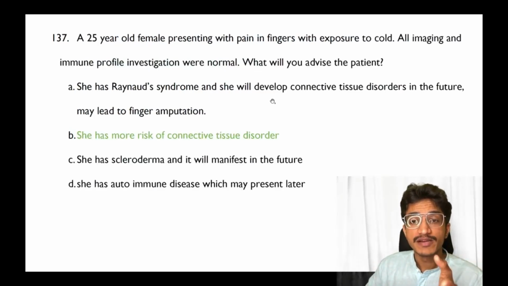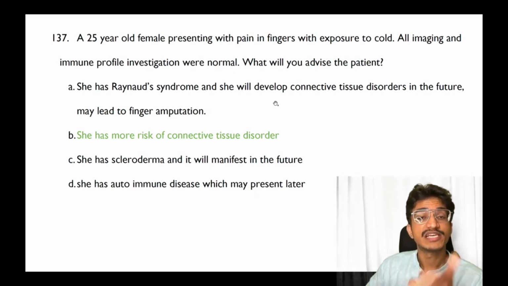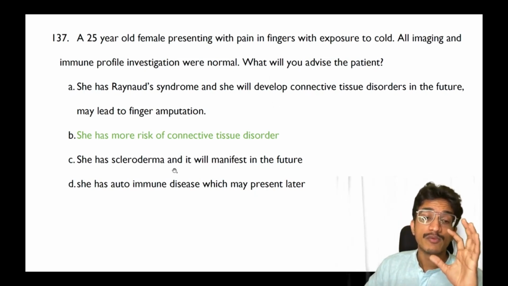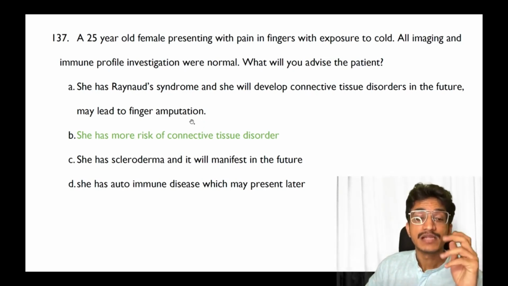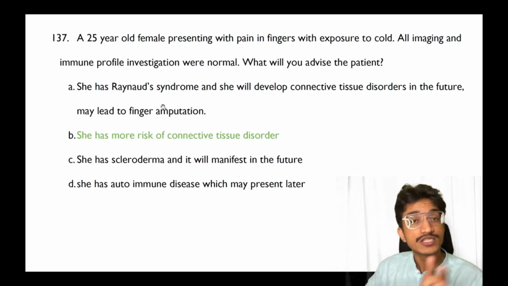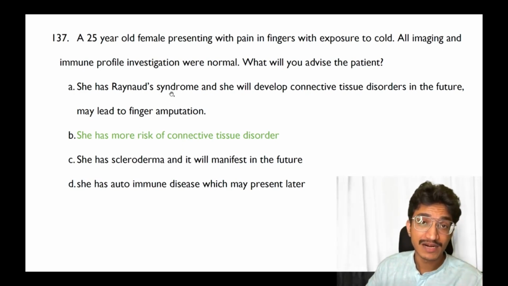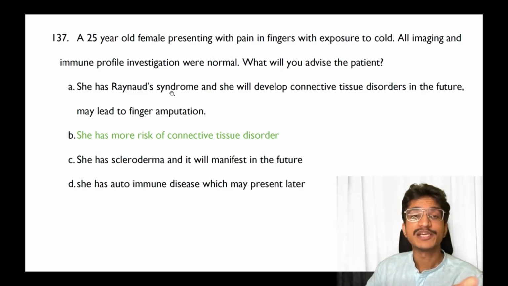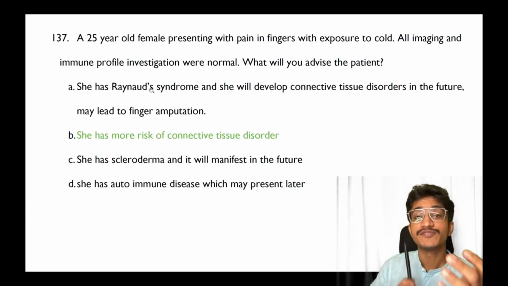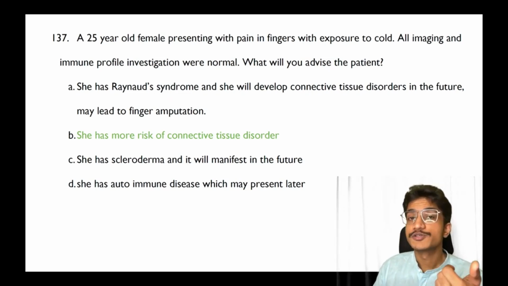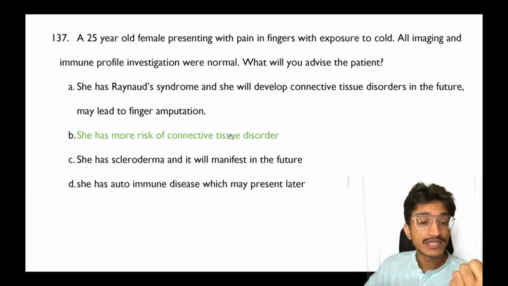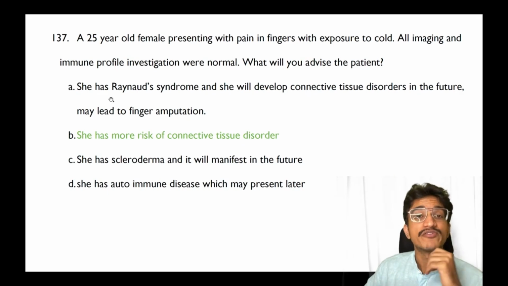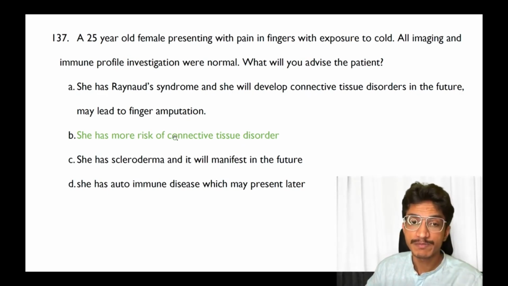If a patient with pain in fingers with exposure to cold, immune investigations were normal, what will you advise the patient? Now, very confusing options were given by all of you in the recall, but what I have been able to gather is that if the option had that she has more risk of connective tissue disorder, that should be given as advice to the patient, because you cannot say the patient is having Raynaud syndrome and will develop it. The patient is having Raynaud disease, but whether she is having Raynaud syndrome or not, we are not sure. So you should not advise that. You cannot just advise that the patient may develop connective tissue disorders. She is not having scleroderma, she is not having autoimmune disease because immune profile investigation is normal. So according to me, the answer should be B.